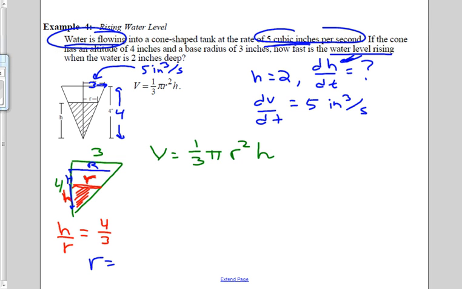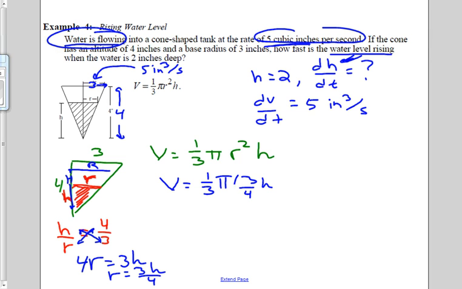We know that, well, we could do some cross multiplying. 4R equals 3H. So R equals 3H over 4, from cross multiplying. And so let's take this volume and let's get rid of 3 variables and get down to just 2, volume and height. So our new equation, instead of r squared, is going to be 3 over 4 h squared times h. So we're replacing r with r in terms of h.